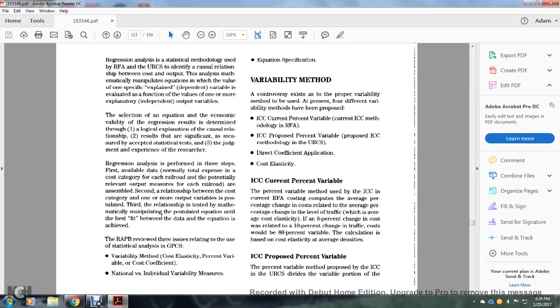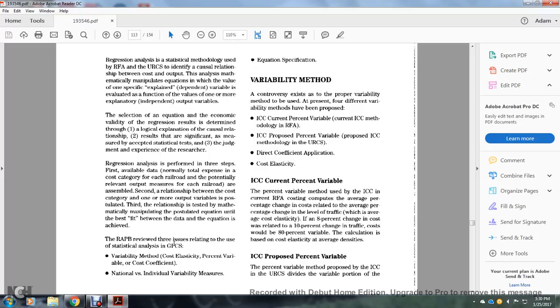Regression analysis is performed in three steps. First, available data, normally total expense for the cost category for each of the railroads, and potentially relevant output measures for each of the railroads, are assembled. Second, the relationship between the cost category and one or more outputs is postulated. Third, the relationship is tested by mathematically manipulating the postulated equation until the best fit between the data and the equation is achieved.